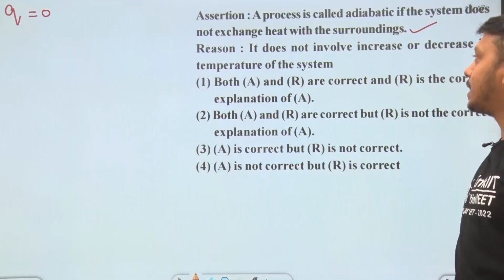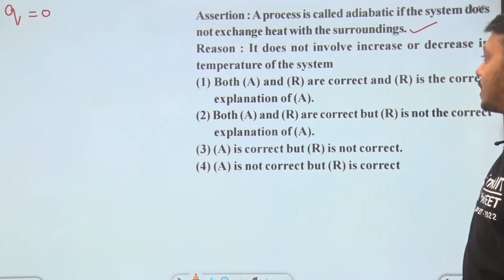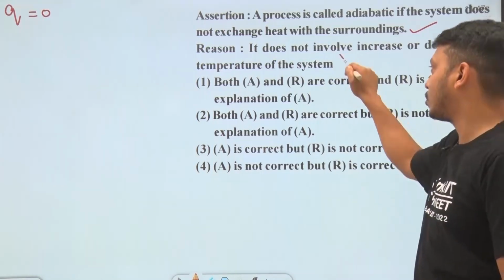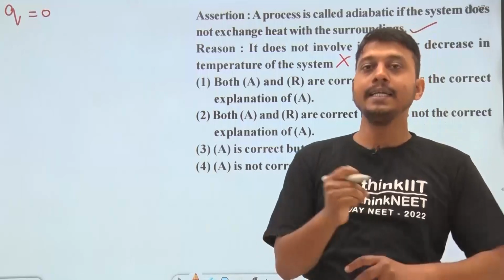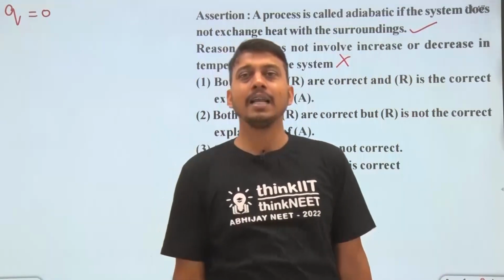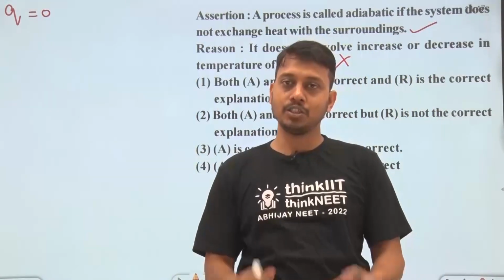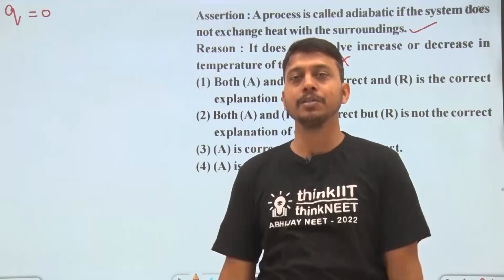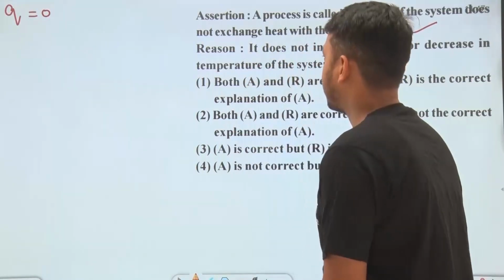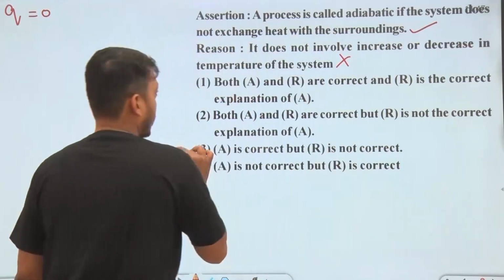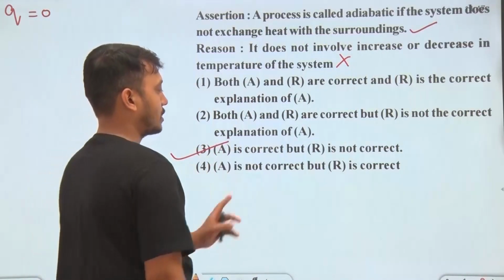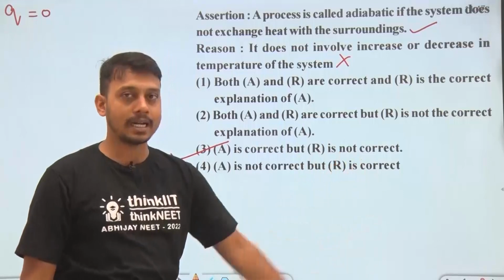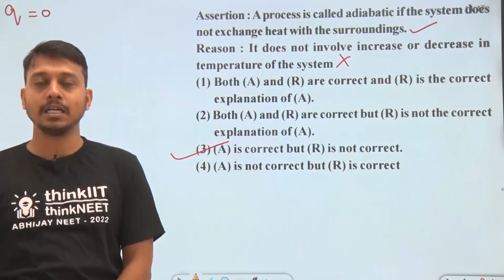Now the reason is, it does not involve increase or decrease in temperature of the system. No, this is wrong. Only heat exchange is not possible; anything else can be changed, either pressure, volume, or temperature. So the reason is incorrect. So the assertion is correct, but the reason is not correct. Hence option number 3 is the correct choice.